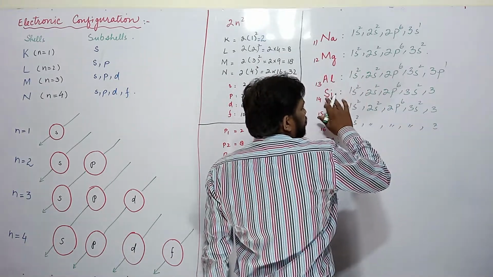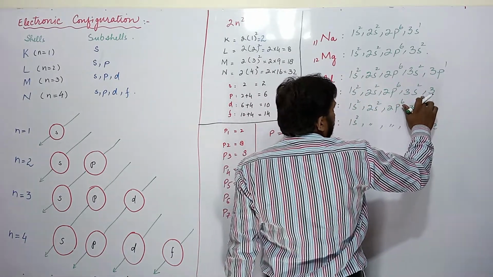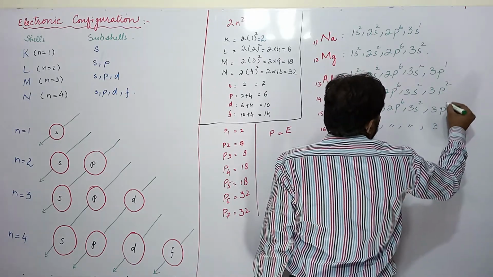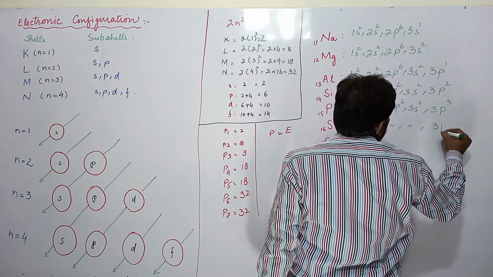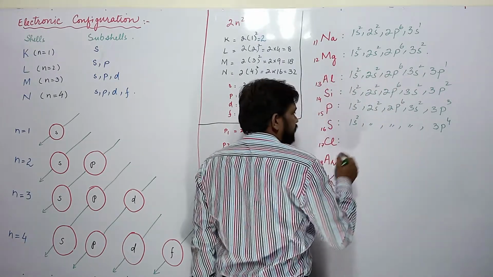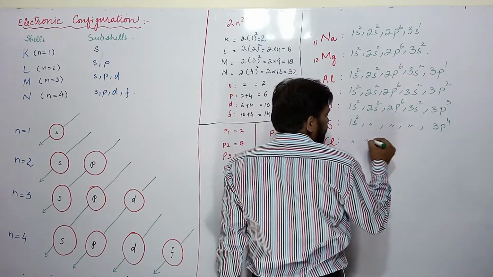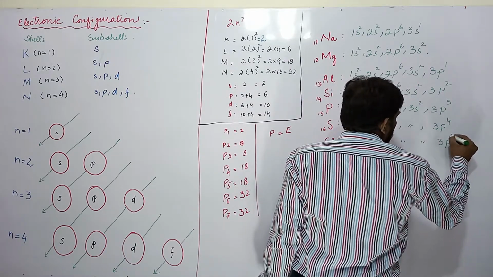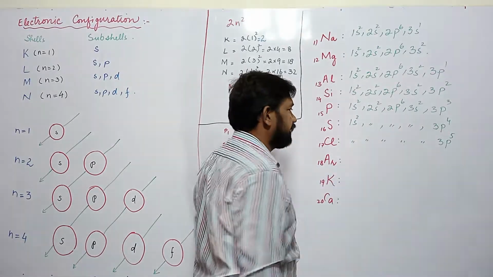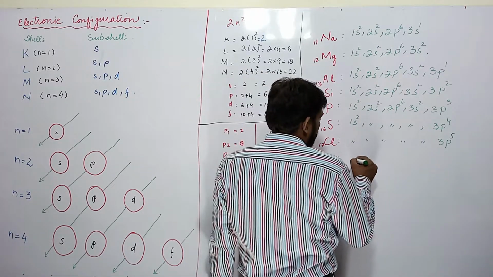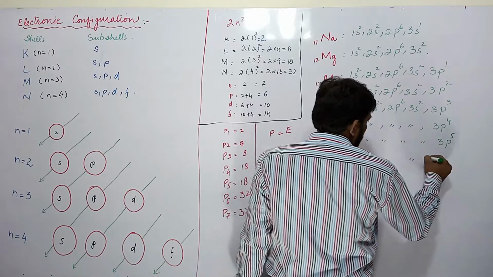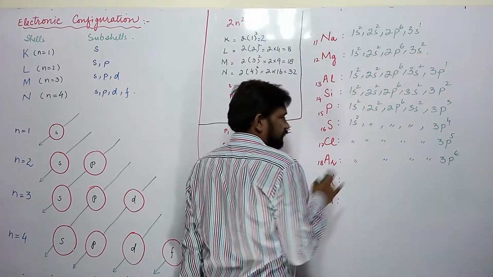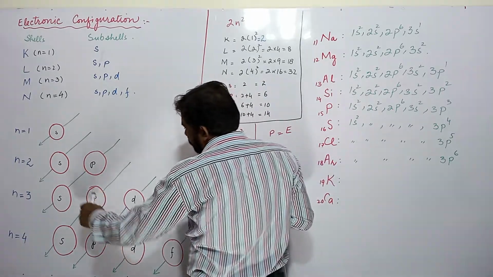Now students, the whole electronic configuration is same except 3p. Here 3p2, here 3p3 and here 3p4. In the same way, here complete electronic configuration will be same except 3p because one electron is added in the 3p. In case of argon, whole electronic configuration is same and 3p6. Now 3p is also completed.